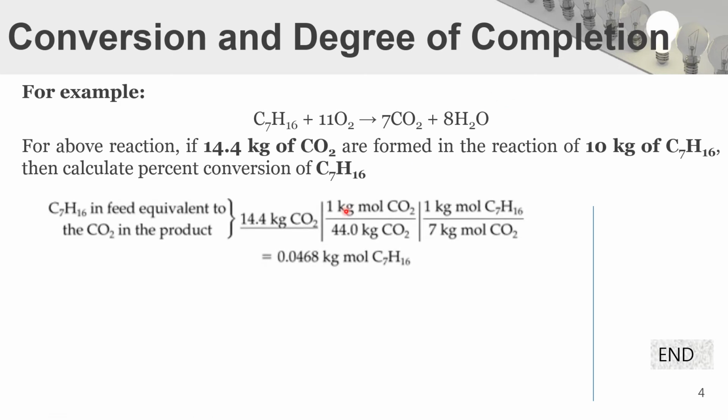First, we will find out the C7H16 in the feed equivalent to the CO2 in the product. Like I told you, 14.4 kilogram of CO2 is produced after the reaction, and by converting it into moles, and applying the mole balance from the stoichiometric equation, we find out that 0.0468 kilogram mole of C7H16 reacted with oxygen to produce 14.4 kilogram of carbon dioxide. So we have shifted from CO2 mass to C7H16 moles.